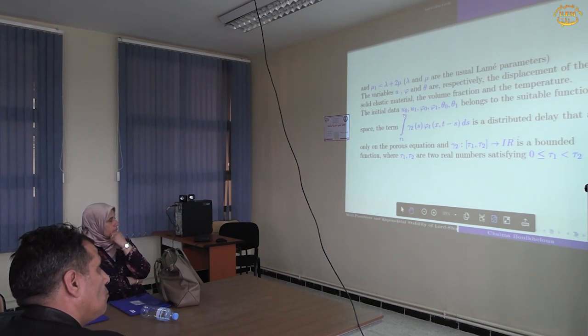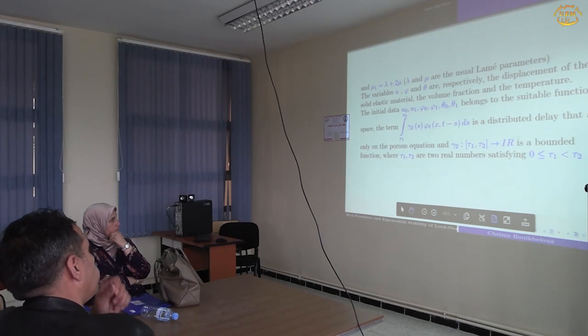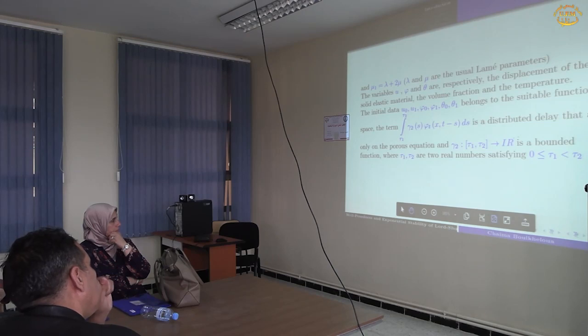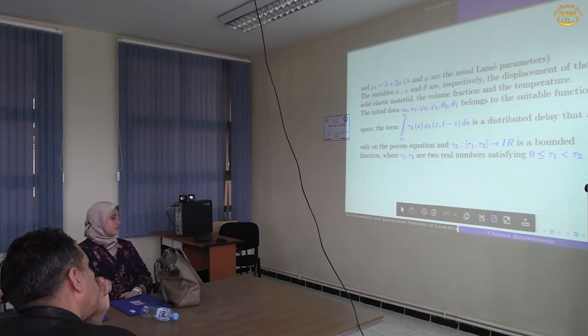The variables u, φ, and θ are respectively the displacement of the solid elastic material, the volume fraction, and the temperature. The initial data belong to suitable function spaces, and the term defined by this integral is the distributed delay time, which is acting only on the porous equation, and μ2 is the boundary function, where the two constants are real numbers satisfying the given condition.